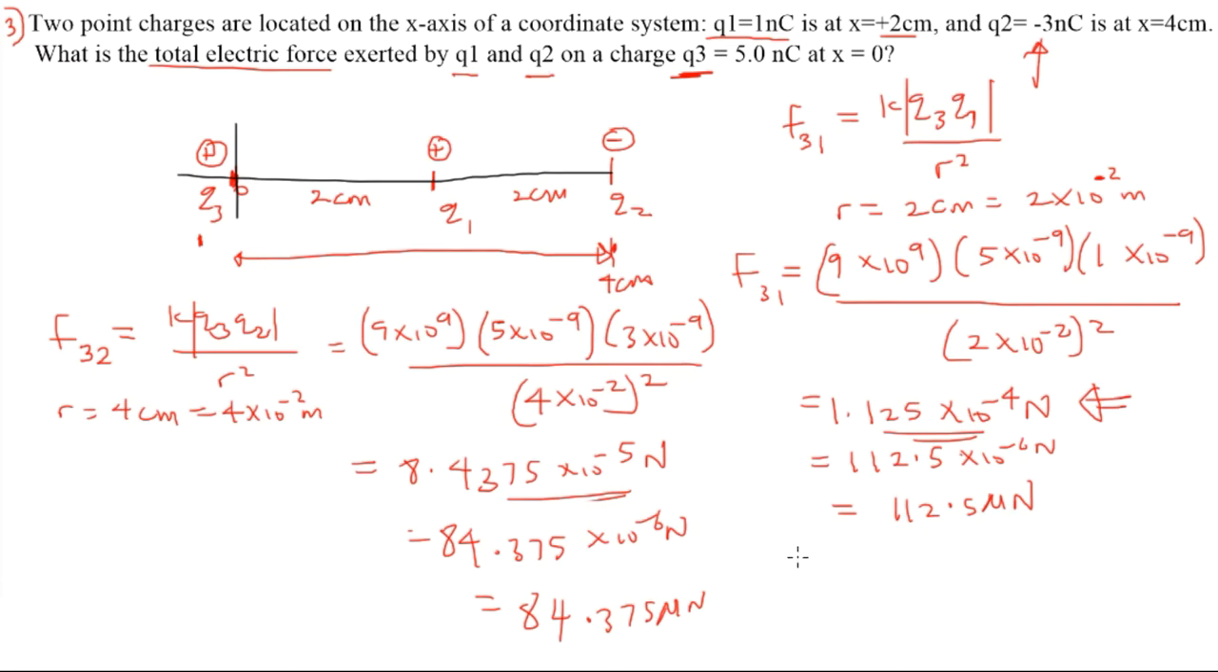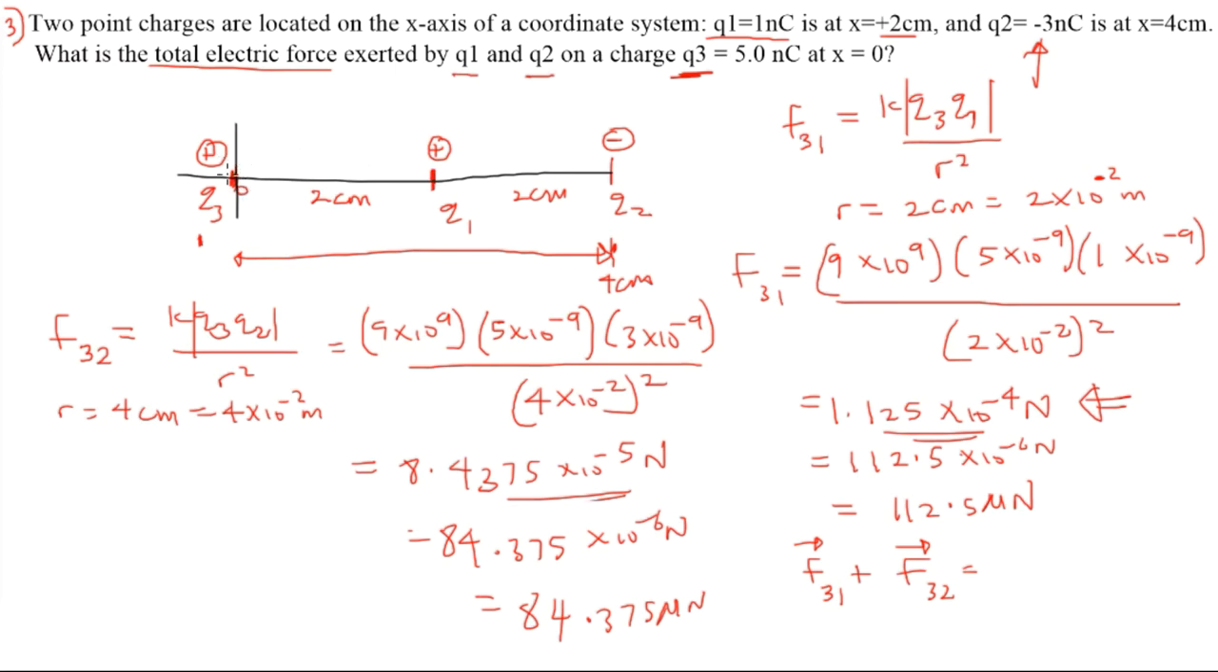Now, the total force that Q3 will feel is the sum of F31, that is the force on 3 due to 1, plus F32, the force on 3 due to charge 2. But don't forget that force is a vector quantity. It must be added in magnitude and direction. So let's see the directions of F31. F31 is the force on 3 due to 1, and 1 is positively charged.